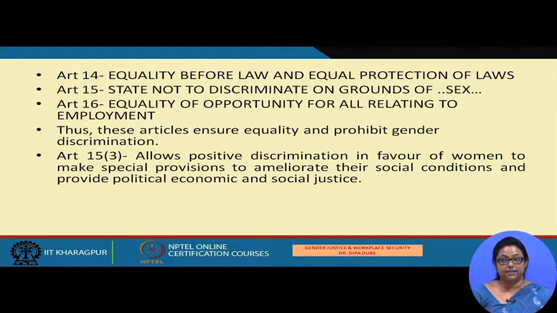But if it is seen in a certain situation that two people are not placed equally, given the historical, the political, the social, the cultural and other conditions put together, then in such a situation it would be proper for the state to allow for positive discrimination, such positive discrimination which tends to ameliorate the conditions which are existing for that group of people, and therefore, special provisions for women and children are permissible in the Indian Constitution. Article 16 further speaks of equality of opportunity for all relating to employment. Thus, these are some of the articles which ensure equality and prohibit gender discrimination, except for positive discrimination in favor of women.